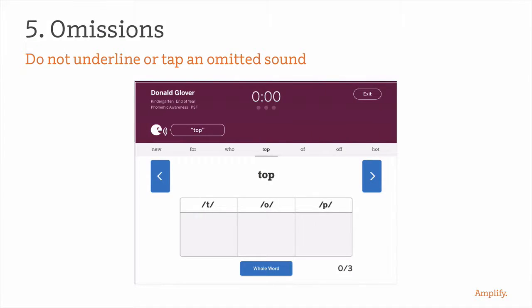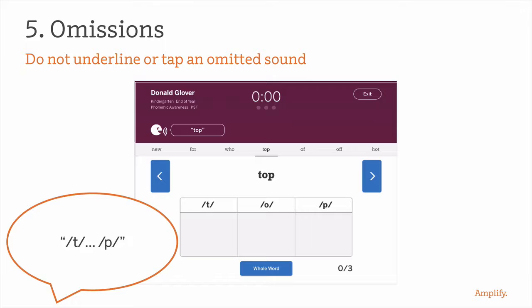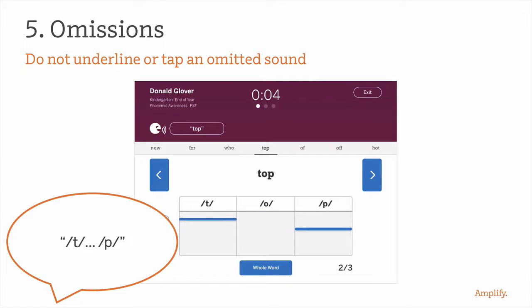Omissions. Omissions during PSF are indicated in the same way as hesitations. That is, do not underline or tap an omitted sound. If a student omits a sound, leave it blank. For example, if the assessor gives the word top and the student responds t, p, leave the ah blank. Underline only the 2 phonemes produced. M-Class awards credit for correctly segmenting 2 out of the 3 sounds.